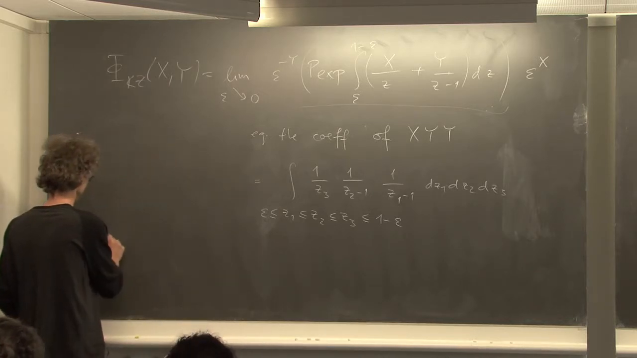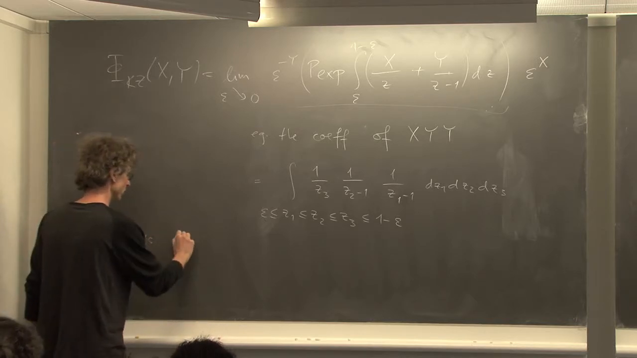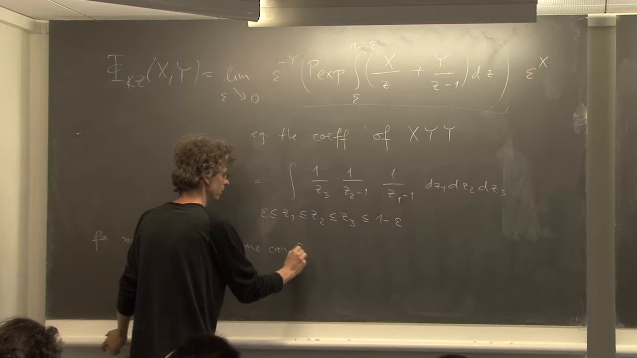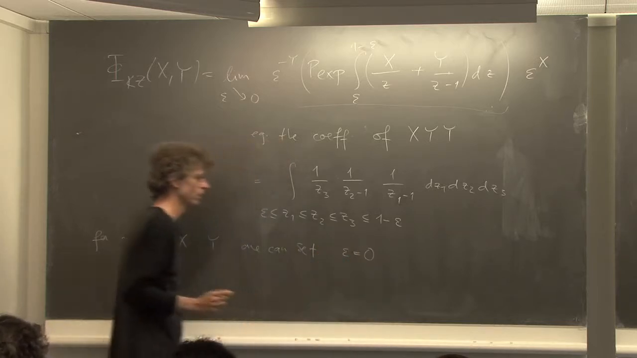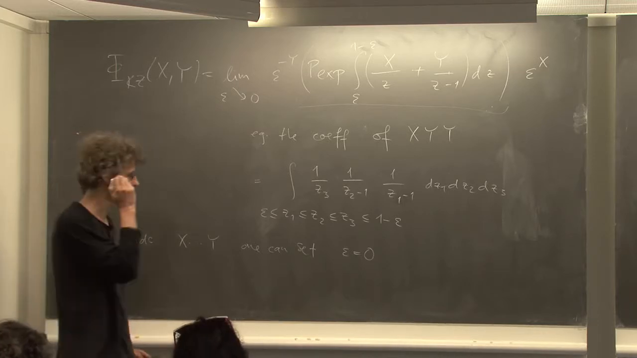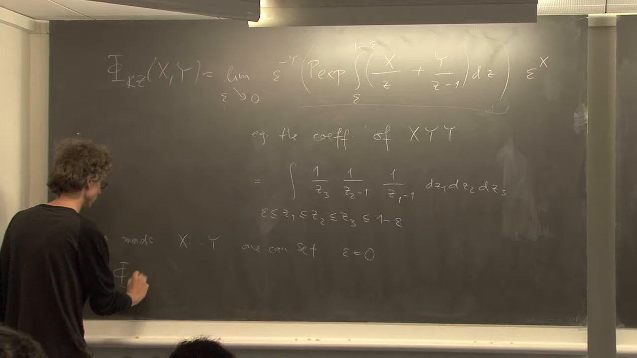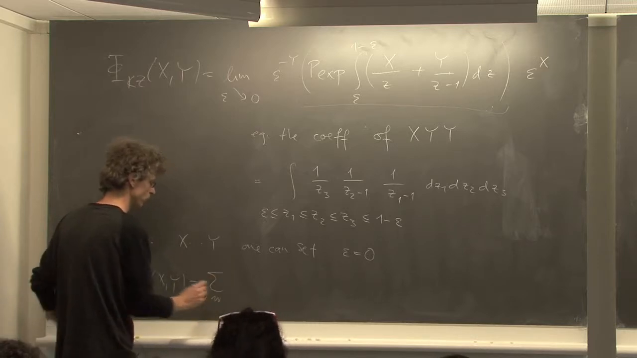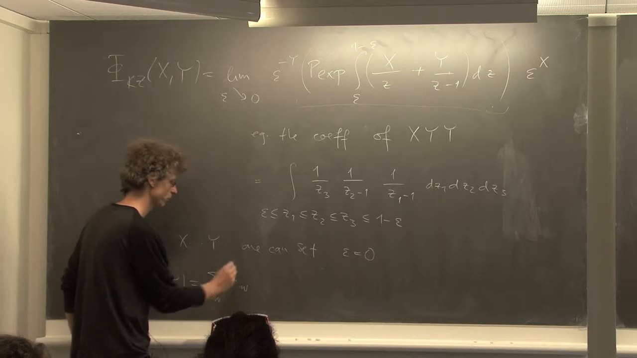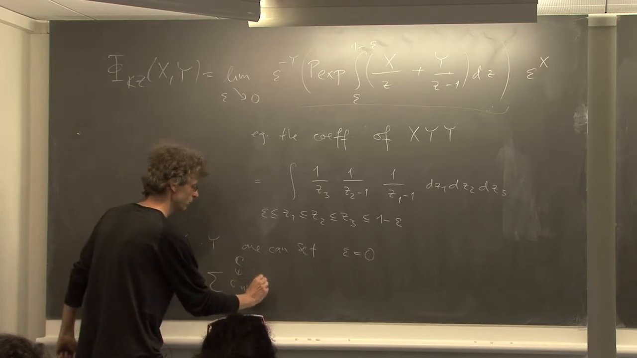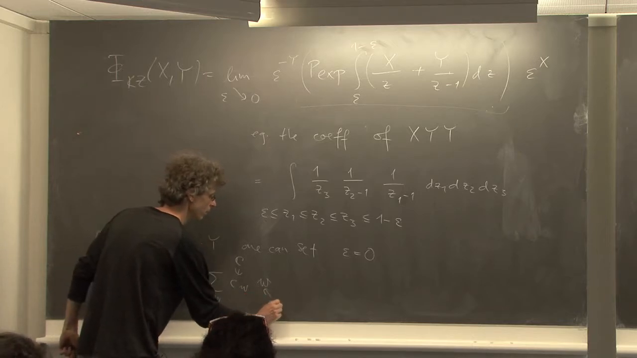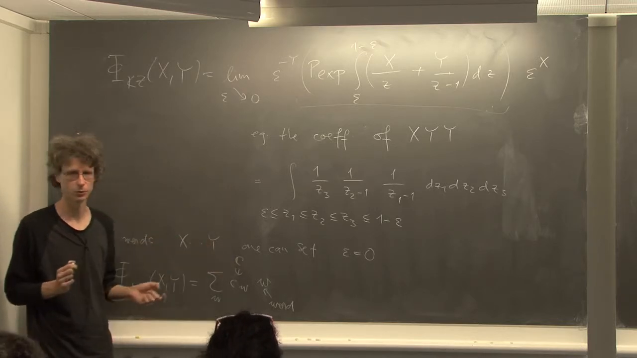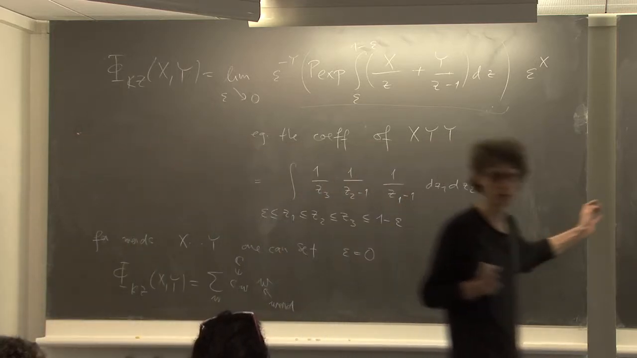So for words that are of the form x, something, something, something, y, one can set directly epsilon equal to zero, and it gives us the coefficient of the associator. So the associator itself is equal to the sum over words in those two letters of some coefficients, which are complex numbers, times the word itself. And for these so-called convergent words, we can directly compute it.